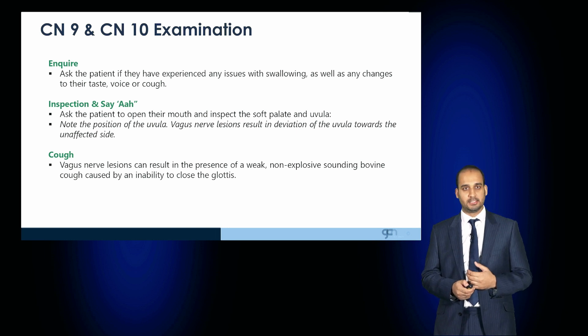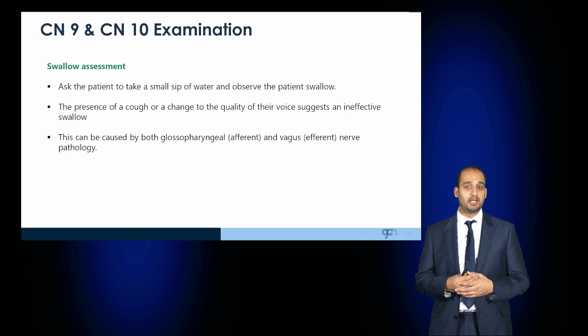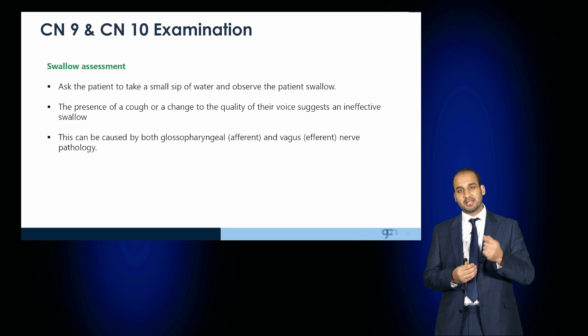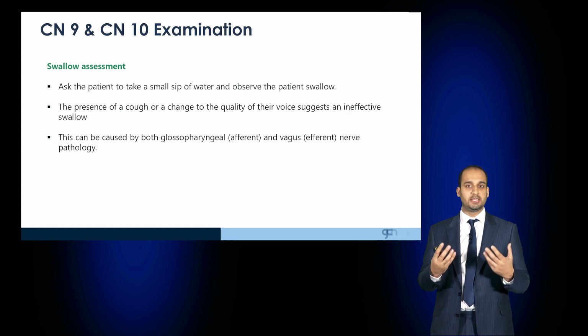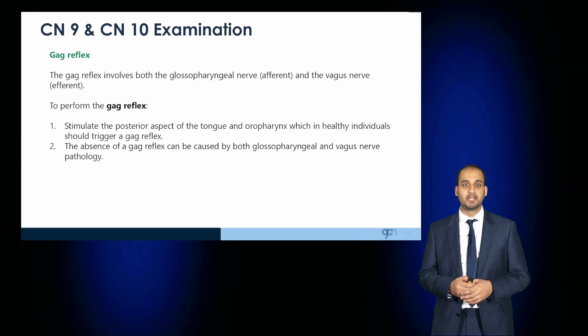to close the glottis. Ask the patient to swallow a small sip of water and ensure that the quality of swallow is normal. The presence of a cough or a change in their quality of voice would suggest an ineffective swallow, and this can be due to a glossopharyngeal or vagus nerve pathology. Glossopharyngeal would affect the afferent impulses and the vagus nerve would affect the efferent impulses.